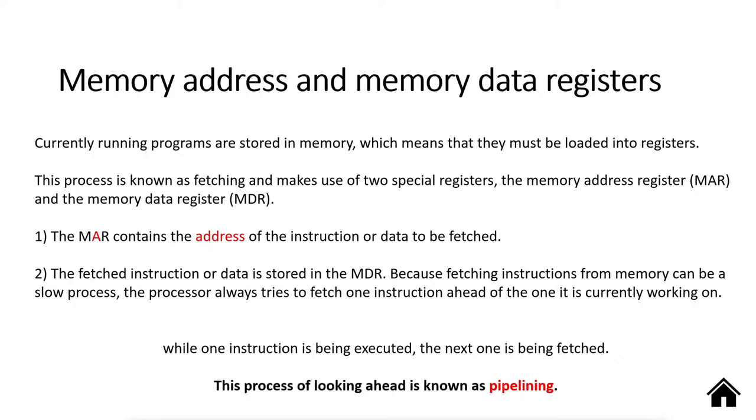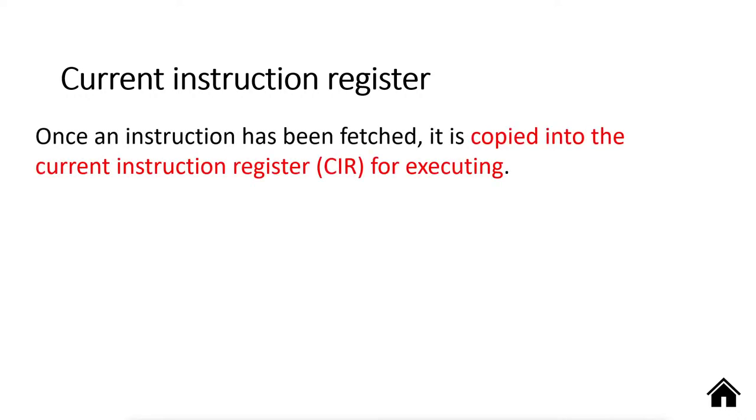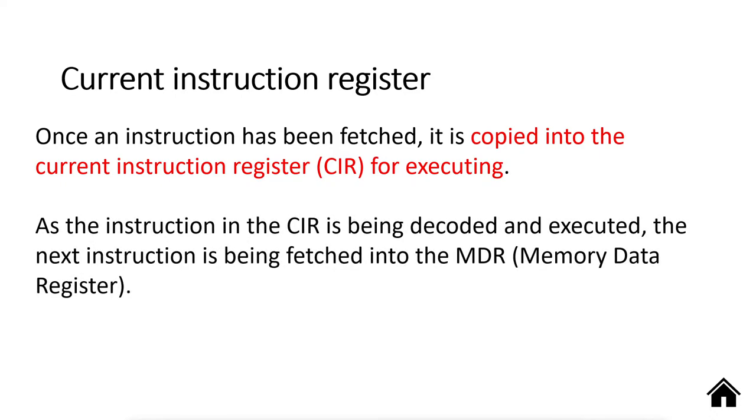Okay, so that is the fetch phase complete: program counter, MAR, MDR. Now, we're on to the decode phase of the fetch decode execute cycle. And this involves the current instruction register. Once we've fetched the instruction, we copy it from the MDR into the CIR in order to understand what it's doing. So as the instruction in the current instruction register is being decoded and executed, the next one is being fetched by the memory data register. That's pipelining. And then any mathematical operations happen inside the accumulator. Even when the program counter increments by one, that happens in the accumulator.